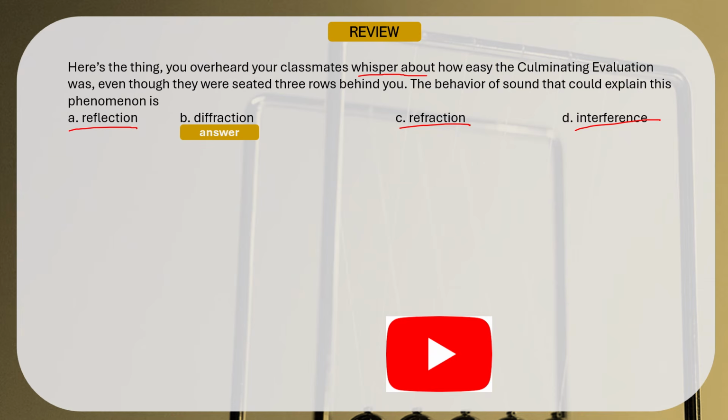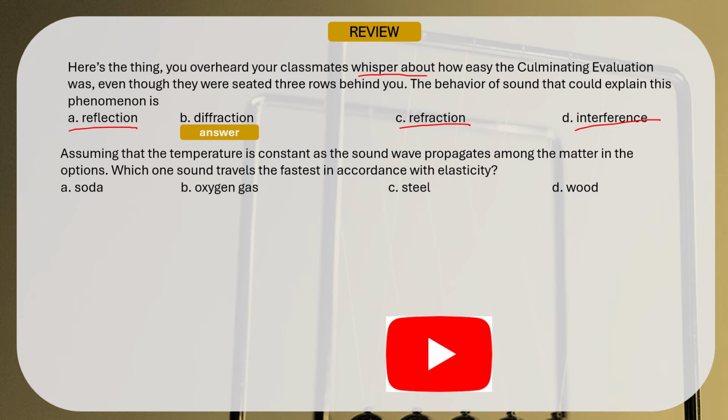Even though someone is talking and you cannot see the person, you hear the talk. That's diffraction. The sound wave will enter the small holes of your window or cracks or openings. The sound wave outside will enter and you can hear a soft or low intensity of sound. That's diffraction. Assuming that the temperature is constant as the sound wave propagates through the matter in the options, which one does sound travel the fastest in accordance with elasticity?